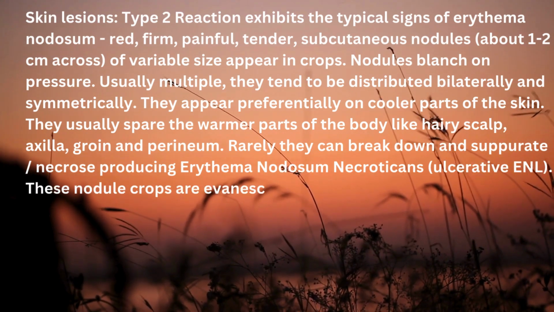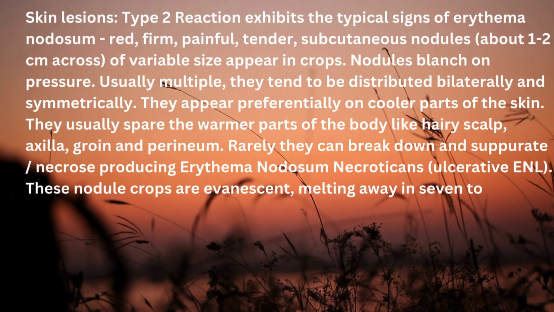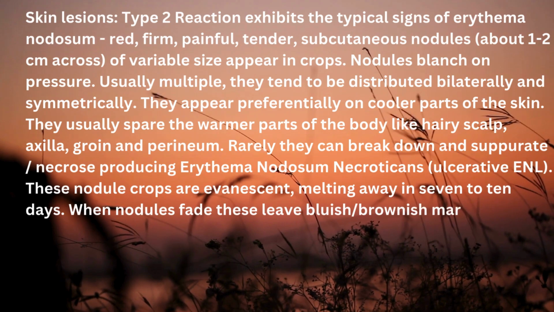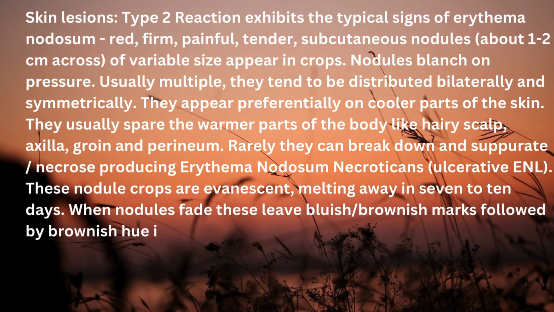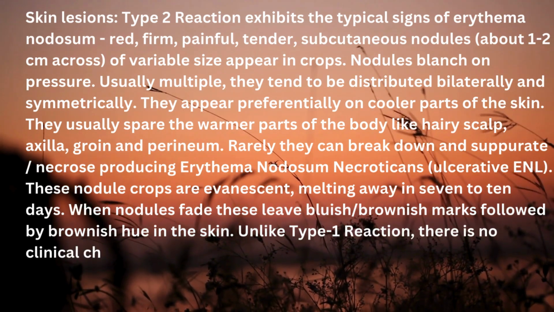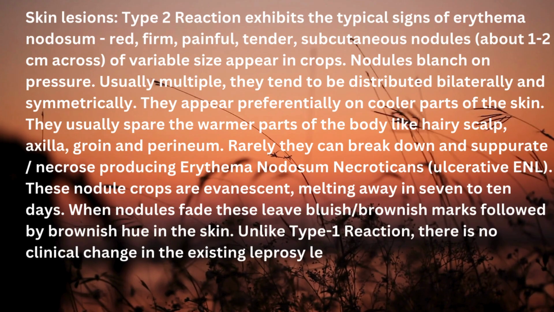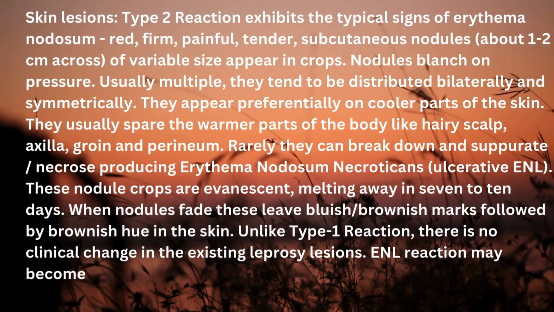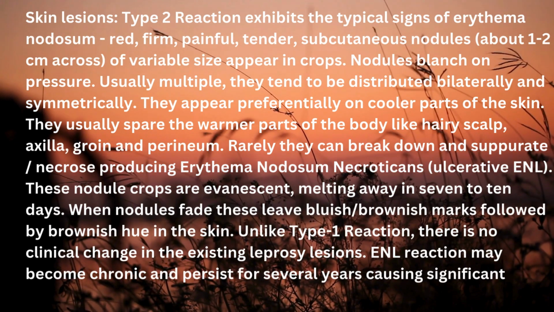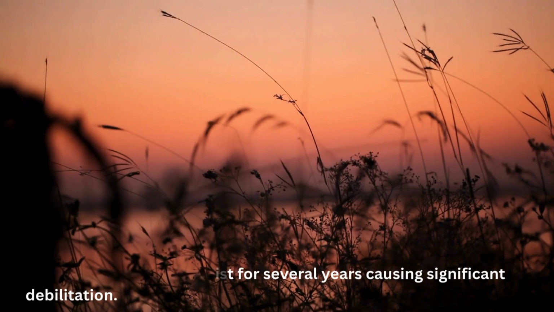These nodule crops are evanescent, melting away in 7 to 10 days. When nodules fade, these leave bluish/brownish marks, followed by brownish hue in the skin. Unlike type 1 reaction, there is no clinical change in the existing leprosy lesions. ENL reaction may become chronic and persist for several years, causing significant debilitation.